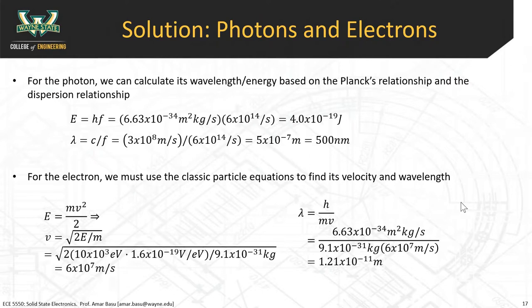And you could also calculate this in terms of electron volts. As you'll see in this particular class, we use electron volts more than we do joules, but for this particular calculation, it's done in joules. So for the electron, we have to use the classic particle equations to find the velocity and the wavelength. So this is going to be broken up into two parts. When we want to find the velocity of the electron, we're given the energy, and we have to back calculate the velocity.